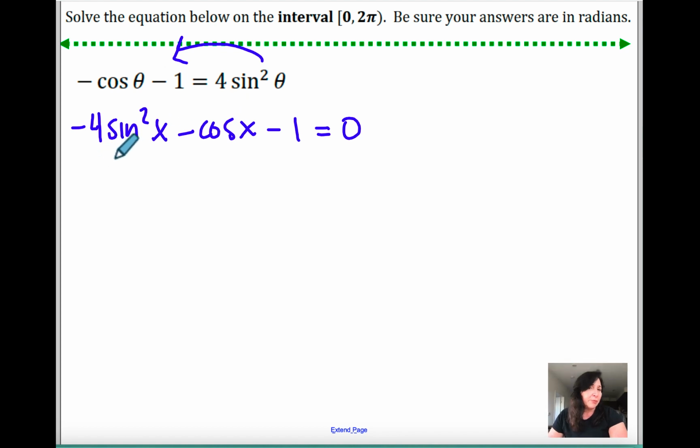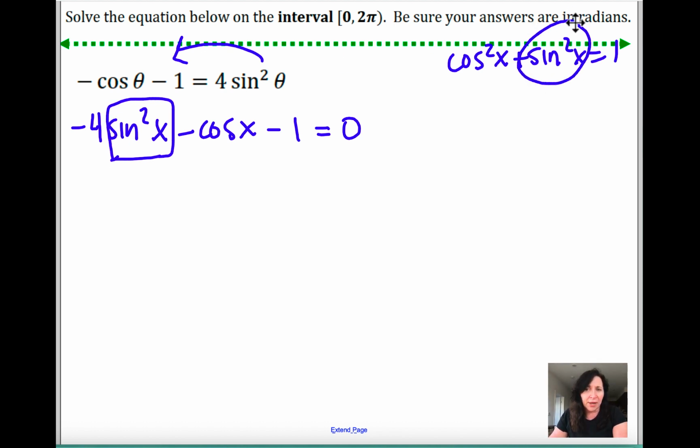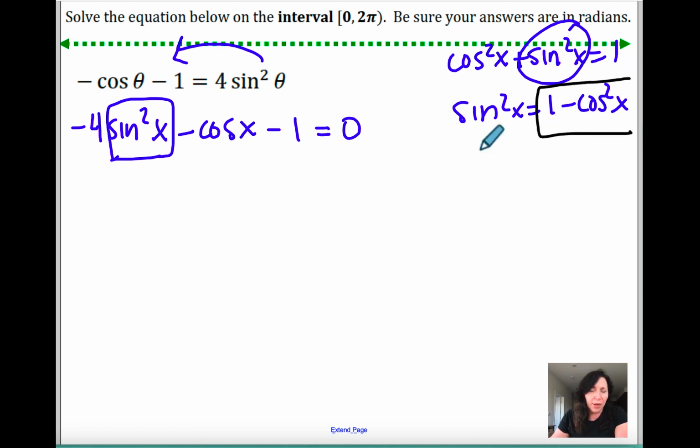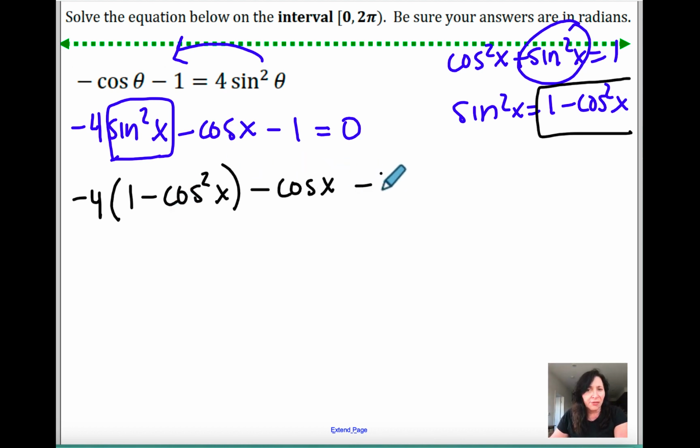And because we don't have any identities that are not squared values, we have to replace this. We go back to the same one, which is cosine squared plus sine squared is equal to 1. I want to replace sine squared, so that's the one I want to isolate. That means sine squared of x equals 1 minus cosine squared of x. In this case, this is what I'm going to replace it with. So I'm going to go negative 4 times 1 minus cosine squared of x, minus cosine of x minus 1 equals 0.